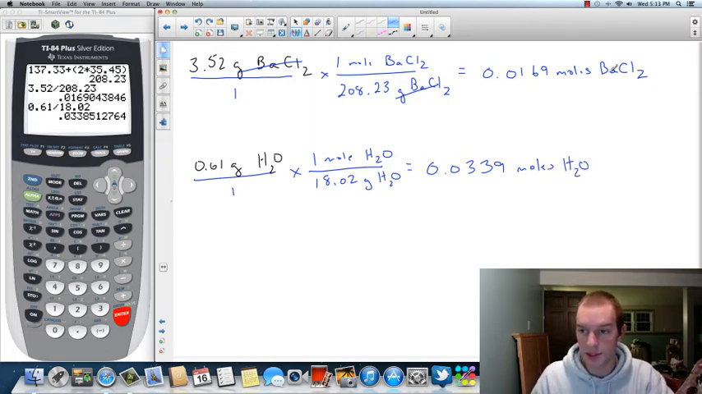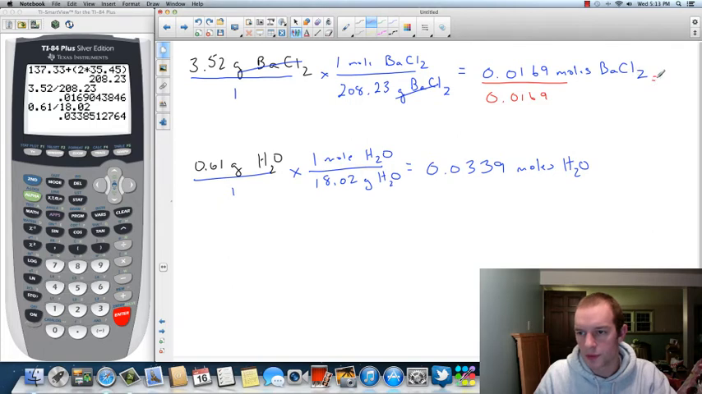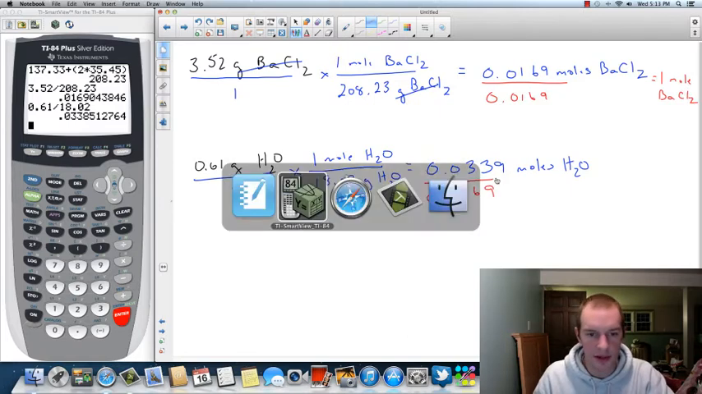Okay, now the steps are exactly the same. We want to try to find the ratio of barium chloride to water, so we're going to divide everything by the smallest number of moles. In this case, that's your barium chloride. So we divide this by 0.0169. This equals 1 mole of BaCl2. Divide this by 0.0169.